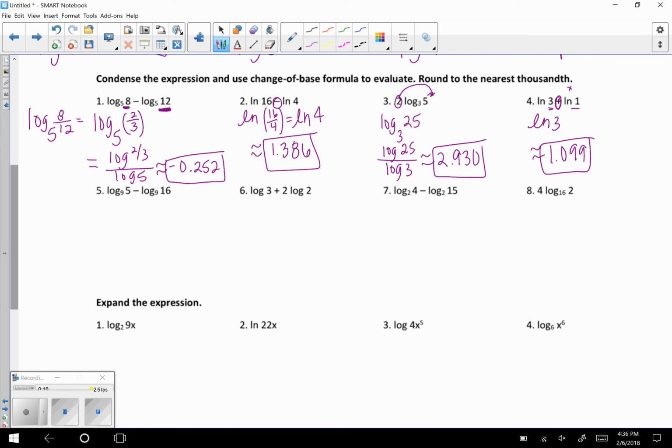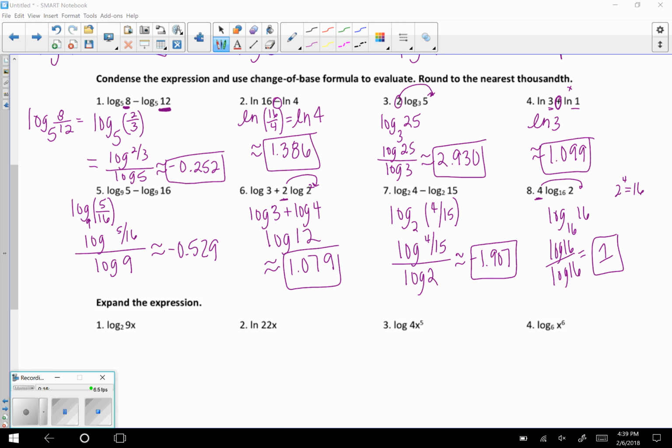Okay, so let's pause the video and you guys take a second and do number 5, 6, 7, and 8. Remember, especially on number 6, you need to move the 2 that's in front, right here. Move that first, then combine. Same thing on number 8. Don't forget to move the 4. Okay, so pause the video and you guys do 5, 6, 7, and 8.